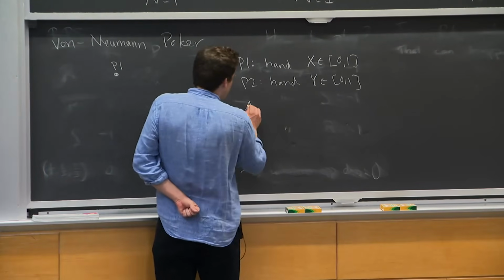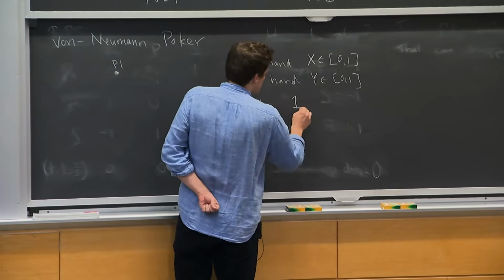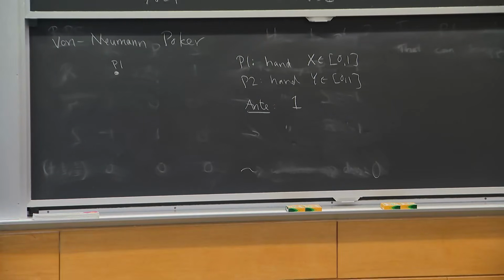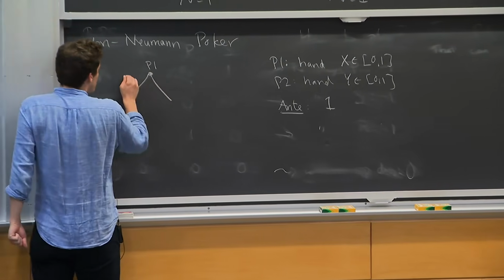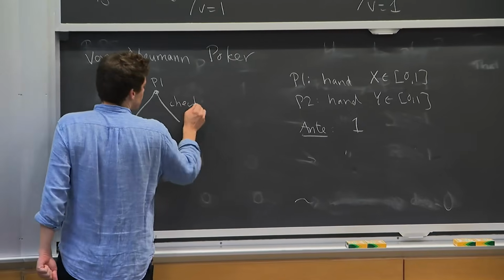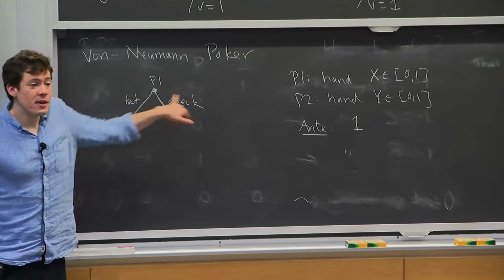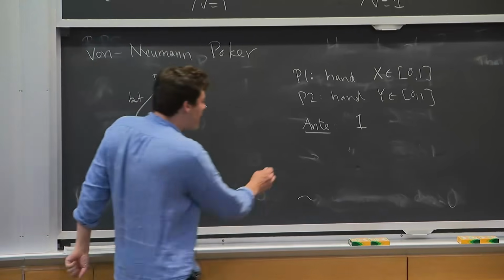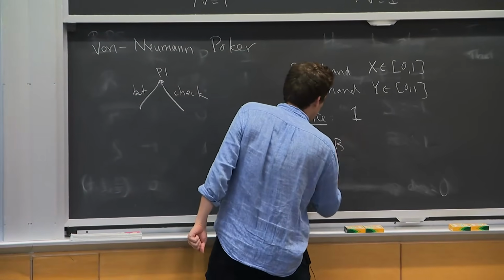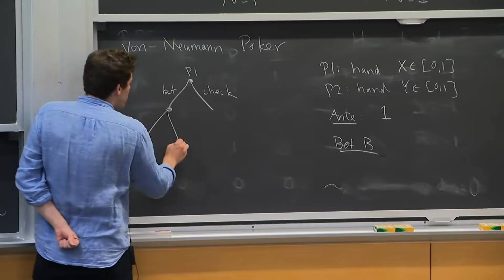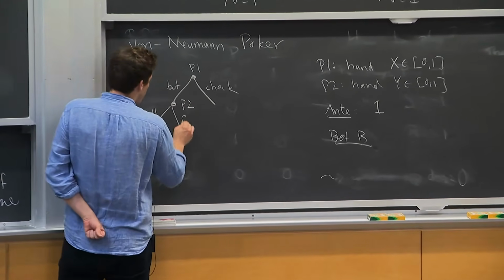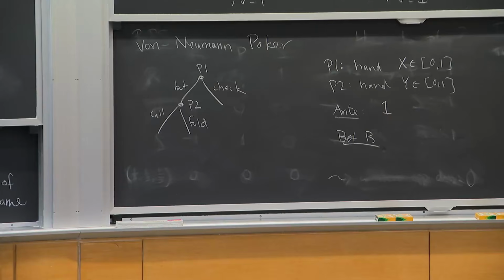And then they're each going to ante $1. So each player puts $1 in the pot. And then we're going to play a very simplified version of poker where player 1 chooses whether to bet or check. Checking means not betting. Betting means betting, and there's only one amount they can bet. So the bet size is going to be B, and that's some fixed number. It could be 1, it could be 2, it's just a fixed number. Now, if player 1 bets, then player 2 can either call or fold. Really simple version of poker.